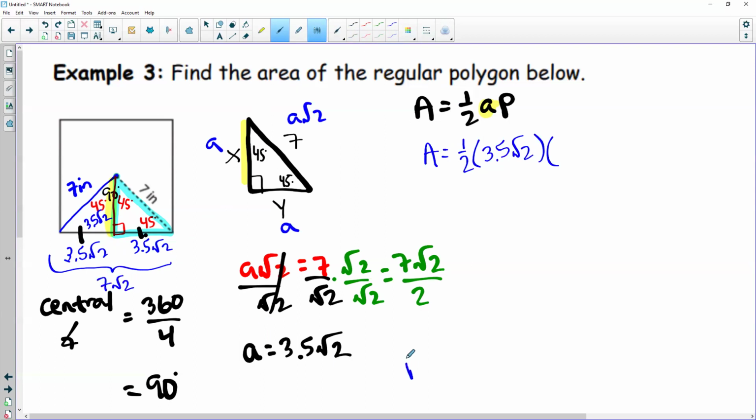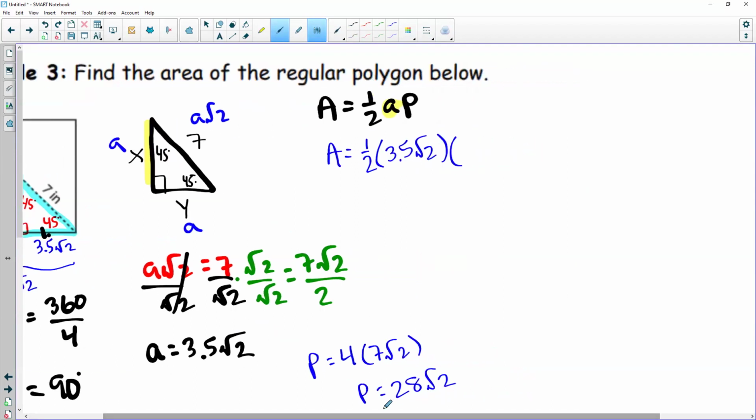So now we can find the perimeter. The perimeter, we have four sides here, so it's 4 times 7 square root of 2, which if we multiply, we get 28 root 2. So that is our perimeter. So in our formula, that's your perimeter, so 28 root 2.